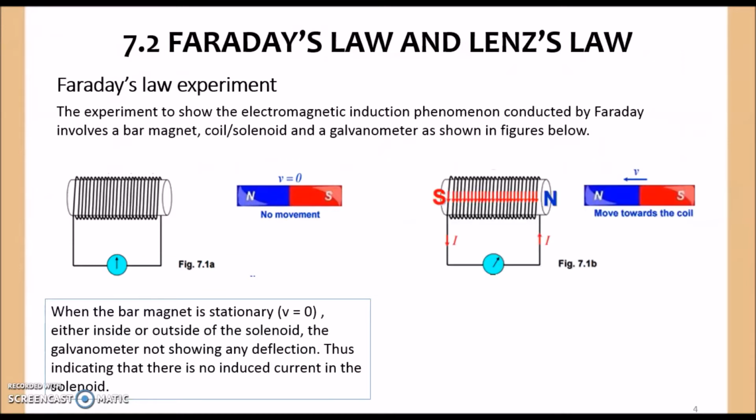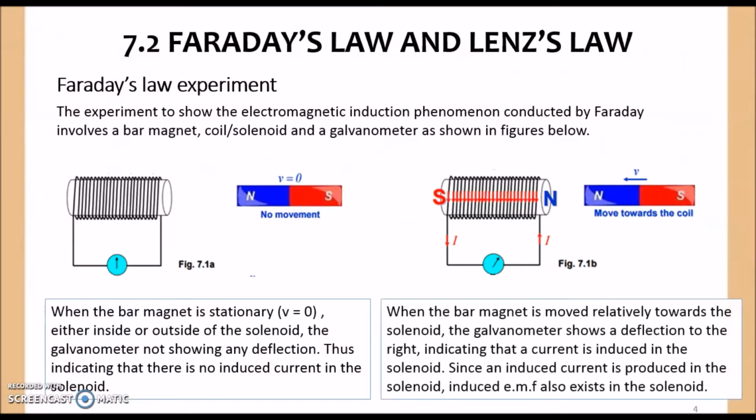Next, we try to move the bar magnet towards the coil, or we move it into the solenoid, masukkan ke dalam solenoid. What happens is, the galvanometer will show deflection, menandakan there is induced current in it. When there is induced current produced in the solenoid, there will also be induced EMF.